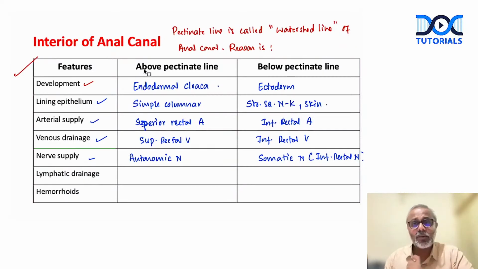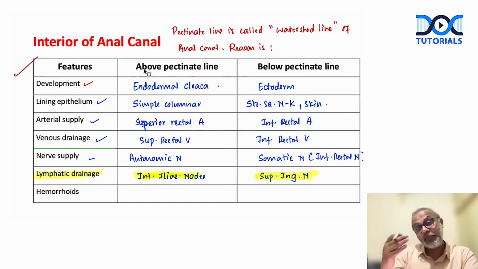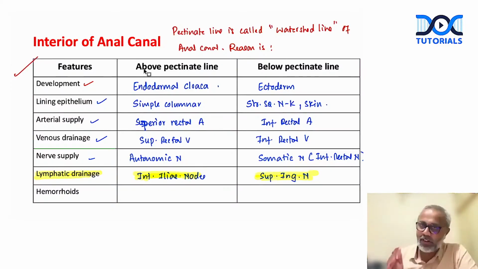Then, what about lymphatic drainage? Lymphatic drainage, above the pectinate line, it is into internal iliac nodes. Below, it is into superficial inguinal nodes. Right? This is one feature we need to remember. Right? Above, it is into internal iliac, and below, it actually drains into the superficial inguinal nodes.